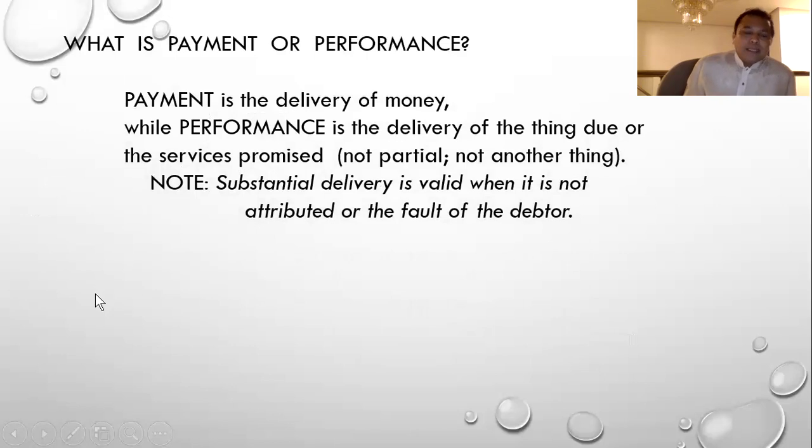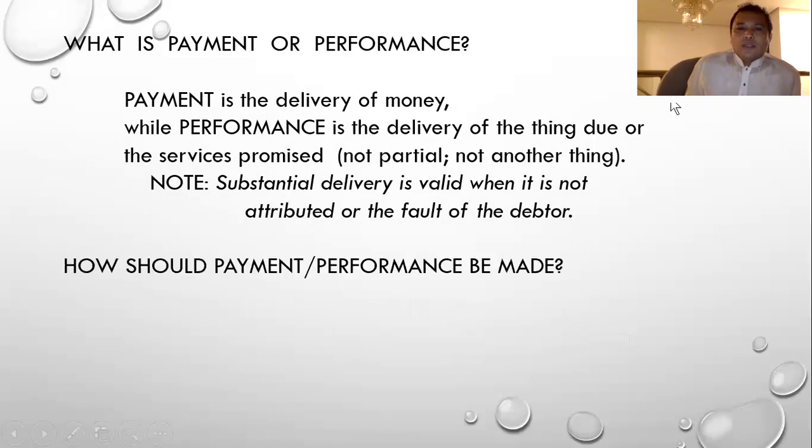Okay, we'll start with payment. What is payment? Of course, it is the delivery of the money. But while performance is also delivery of the thing due or the services which is being promised. So the rendition or the delivery of the thing must not be partial or not another thing. So if the debtor promised to deliver a Toyota Fortuner car, it should not be a Mitsubishi or an Isuzu.